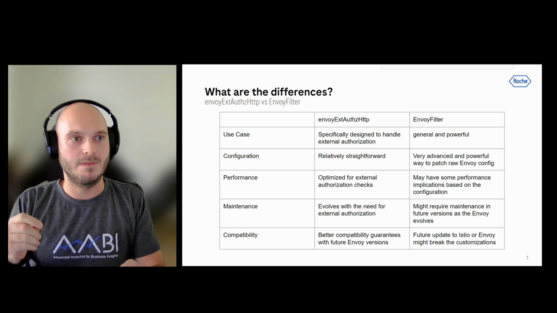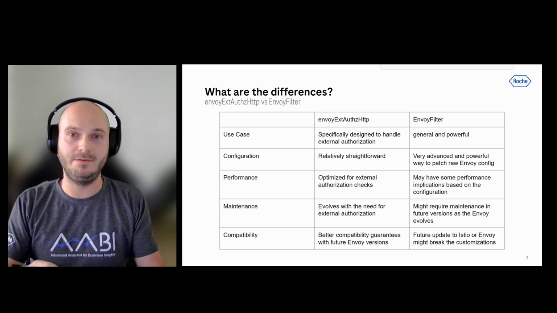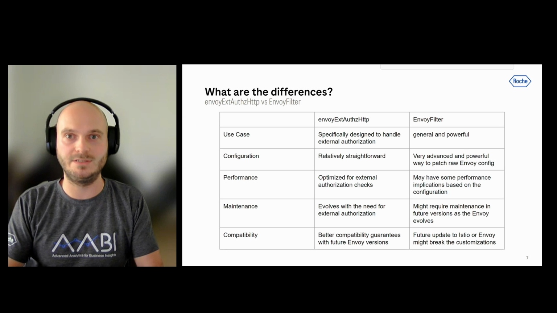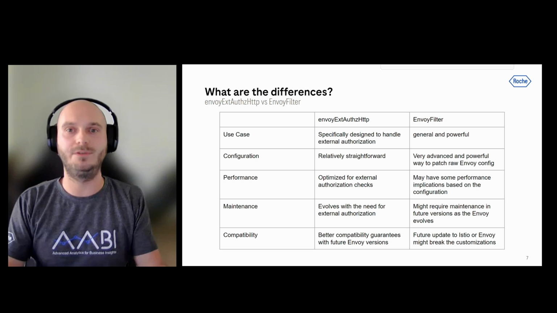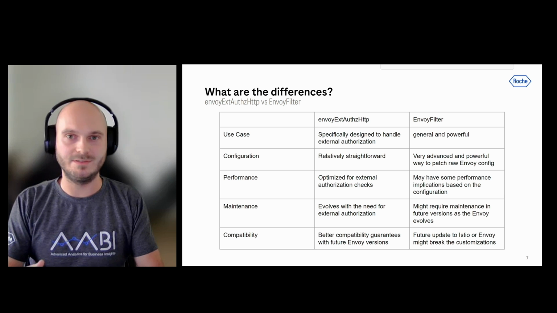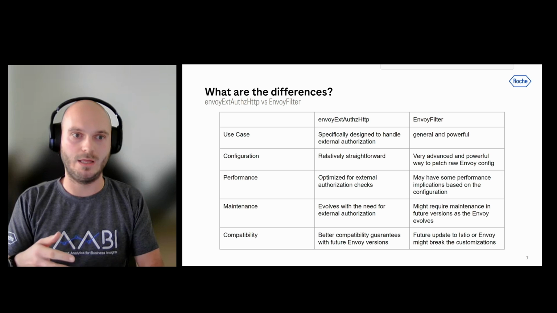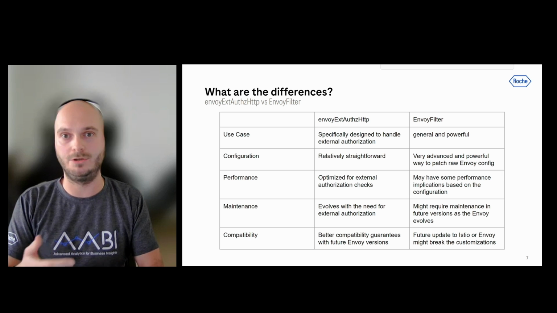The difference between this and the Envoy filter: well, the use case. The dedicated filter is, well, the dedicated filter. It is easier to use, and the use case is specifically for that. Configuration is really straightforward, while in an Envoy filter you have all of the possibilities. Sometimes it's actually hard not to break something when you operate on Envoy filters. Performance: the dedicated filter is optimized for external authentication checks, because this is what it was supposed to do. With Envoy, again, it might have some implications depending on how you do the raw configuration.